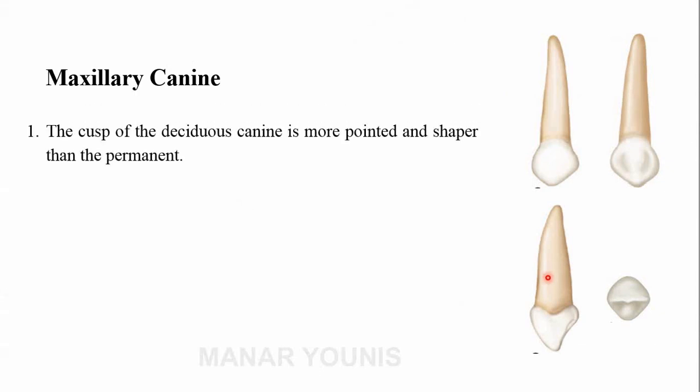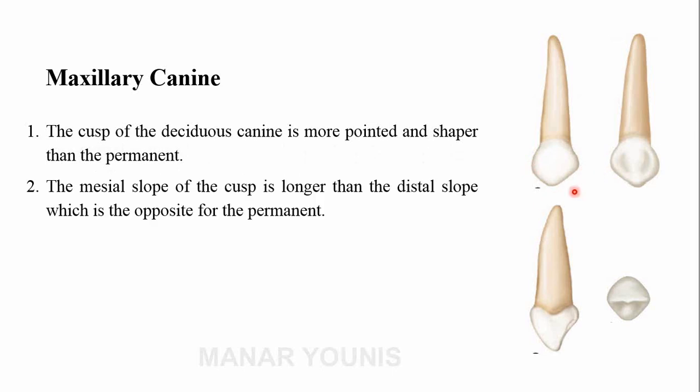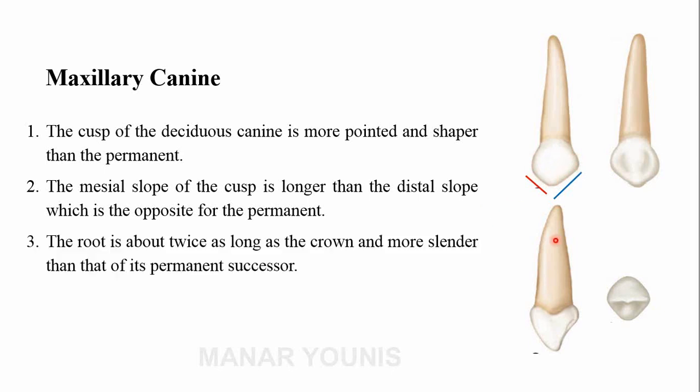The primary maxillary canine shows the following features. The cusp is more pointed and sharper than its permanent successor. The mesial slope of the cusp is longer than the distal slope. The mesial and distal outlines are quite convex in the primary canines. From the proximal aspect, the marked constriction of the cervical portion and the prominent cervical ridge are obvious, and the root is about twice as long as the crown, and more slender than its permanent successor.